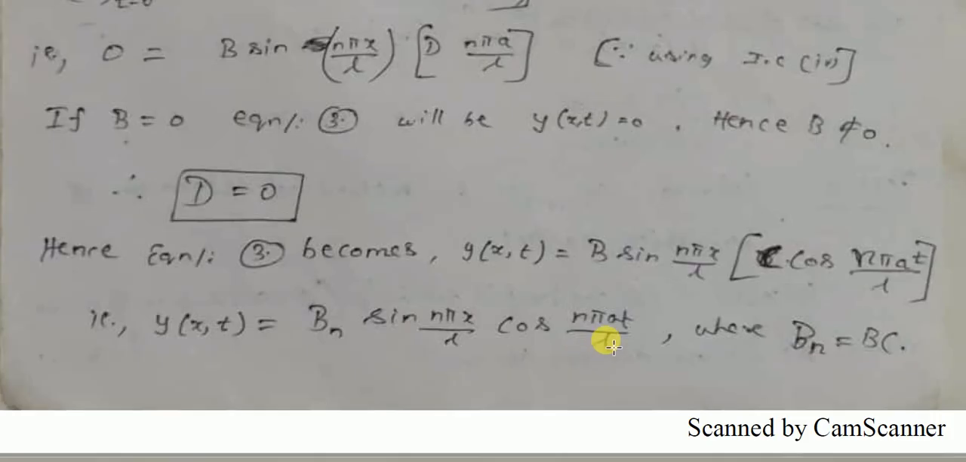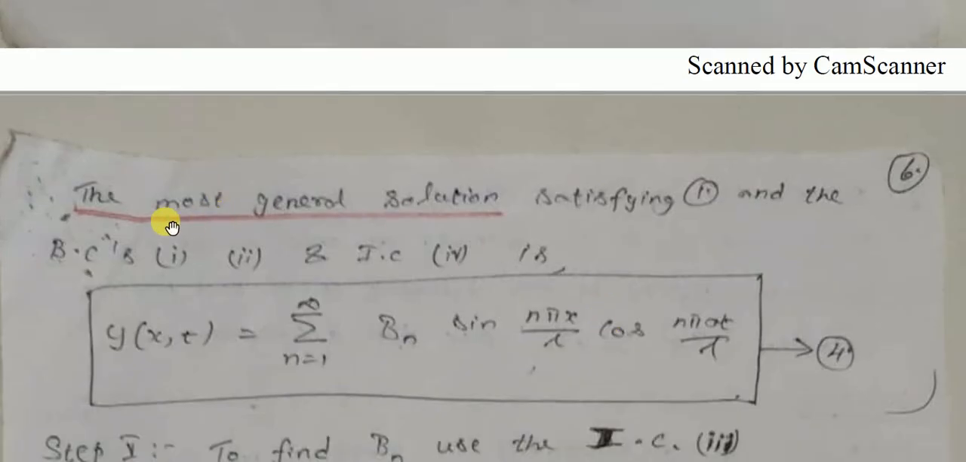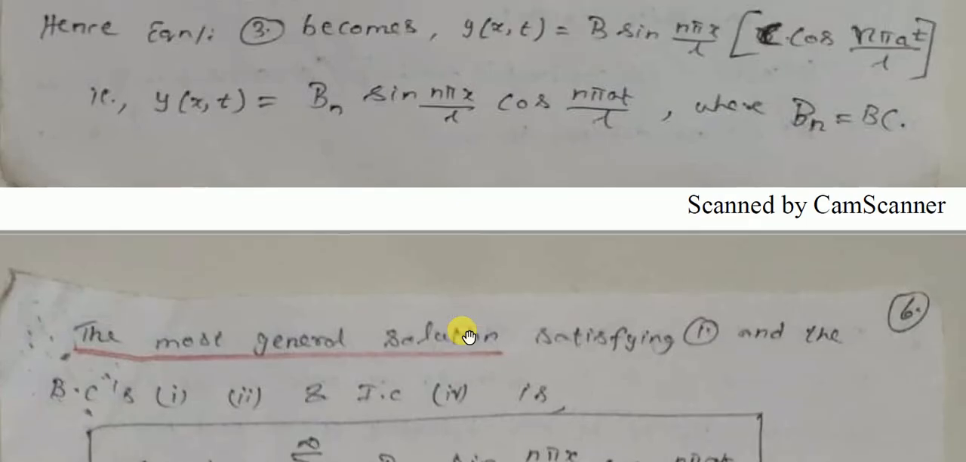So now I am going to write the general solution, which is called the most general solution, satisfying equation 1, the one dimensional wave equation, and the boundary conditions 1, 2, and 4. The most general solution means it is nothing but in this solution put one summation.